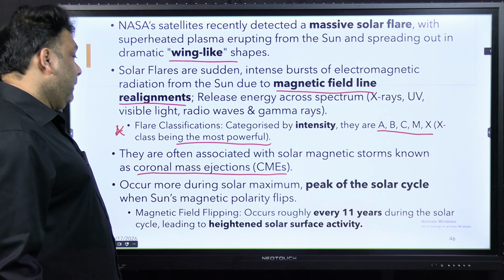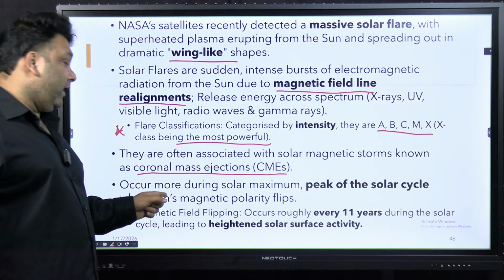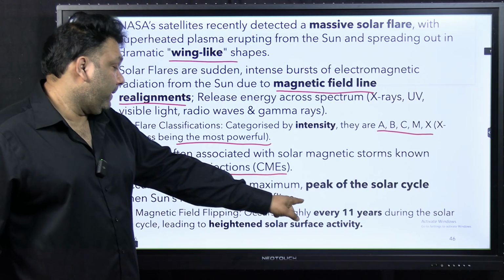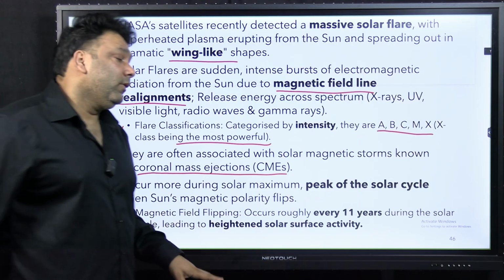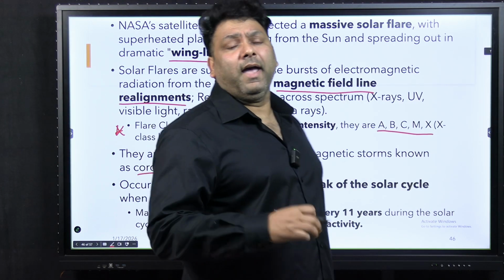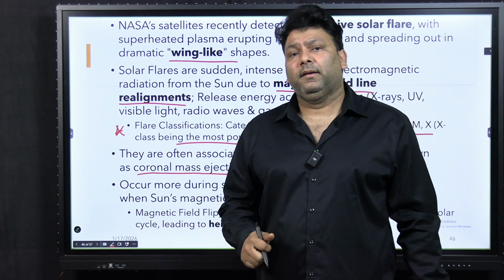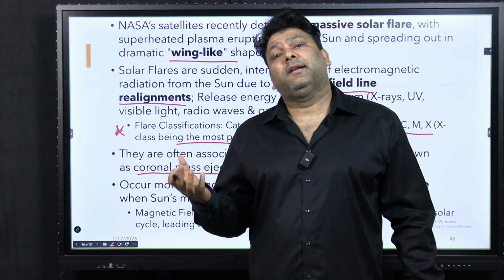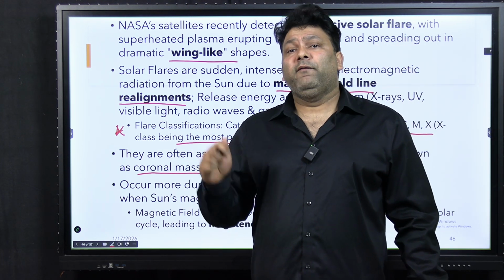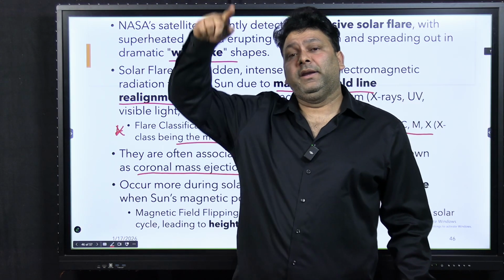Now they occur mostly during the solar maximum, the peak of the solar cycle. Even the sun has solar cycles. It means on the surface of the sun, you will be having sunspots. Every 11 years the sunspots will peak.